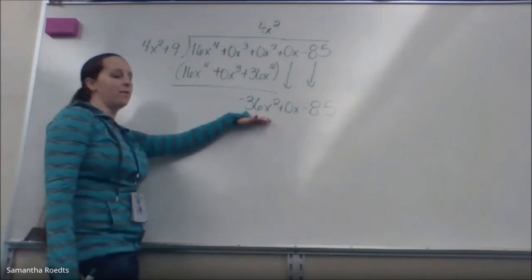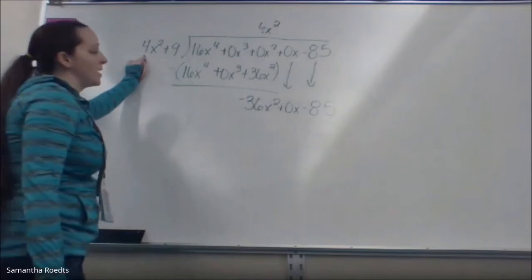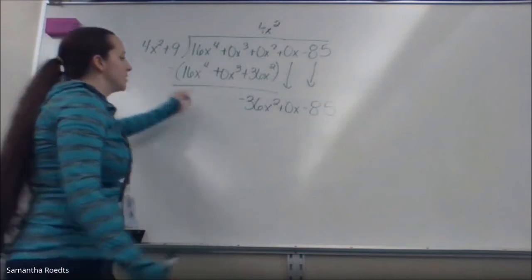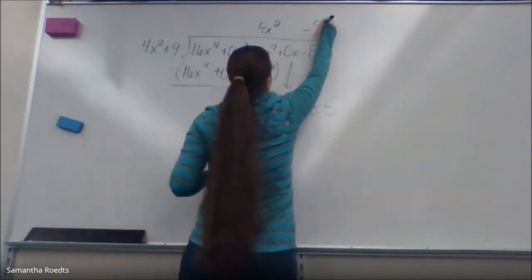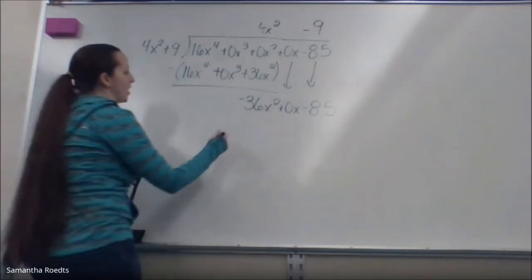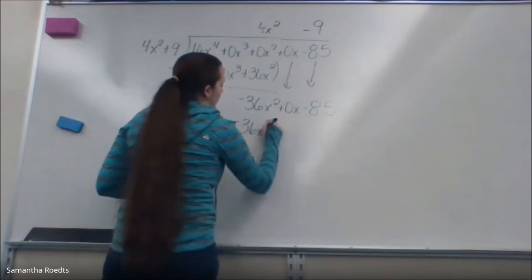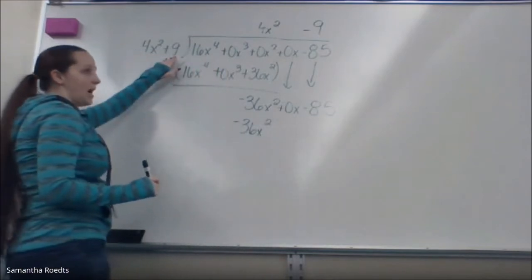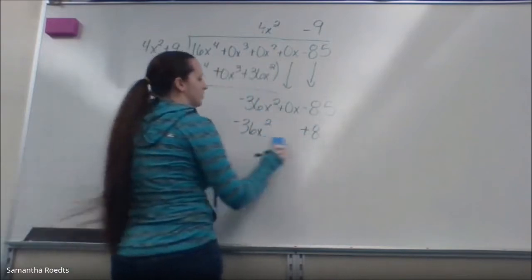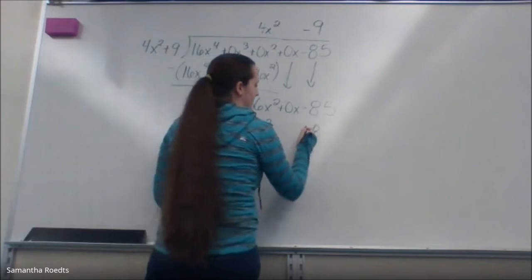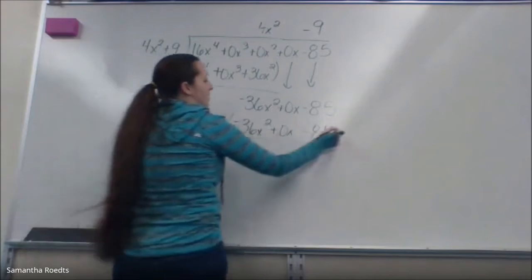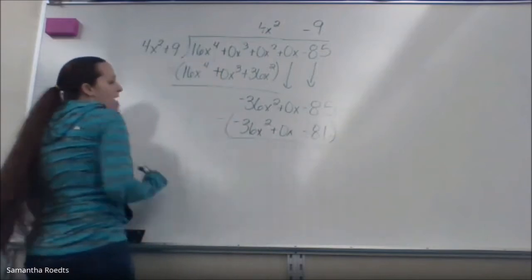This is my new leading coefficient, negative 36. So 4 times 9 gives me 36, but I need it to be negative. So minus 9. Okay. Multiply that through. Negative 9 times 4 is negative 36x squared. Negative 9 times 9 is positive 81, or negative 81, sorry. Okay, and I have this term left over in the middle. I'm still leaving it there. It's still a placeholder, okay?